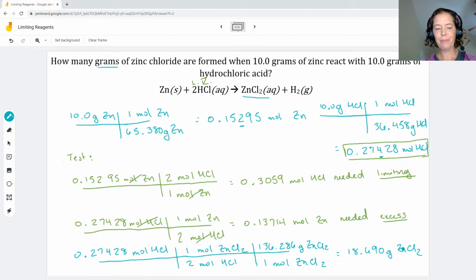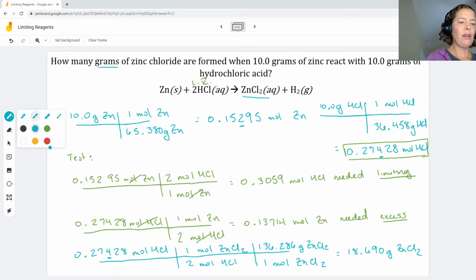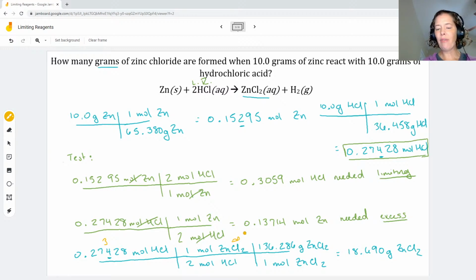So let's do sig figs. Starting with my moles of hydrochloric acid, remember I marked where I needed to round for the correct number of sig figs. I'm going to mark that again down here. So my starting moles, I have 3 sig figs. Of course, my mole ratio has an infinite number, and my molar mass here has 6 sig figs. So I need to round to 3 sig figs for my final answer, which means I'm rounding right there. So my final answer is 18.7 grams of zinc chloride.